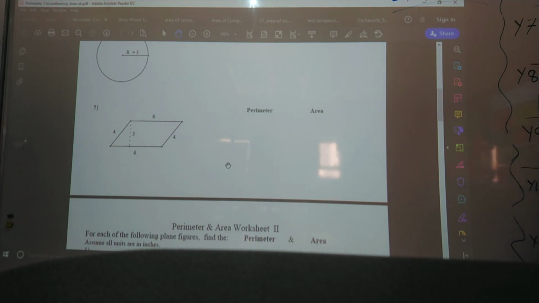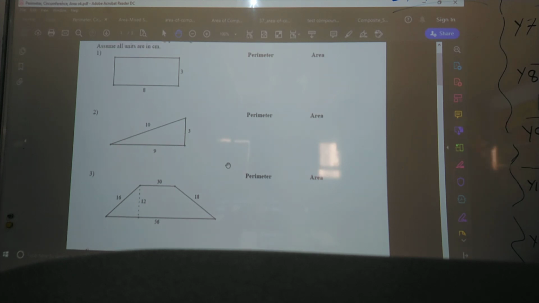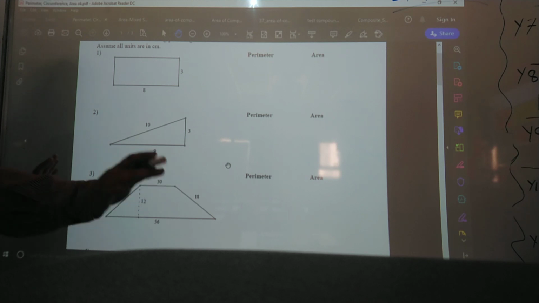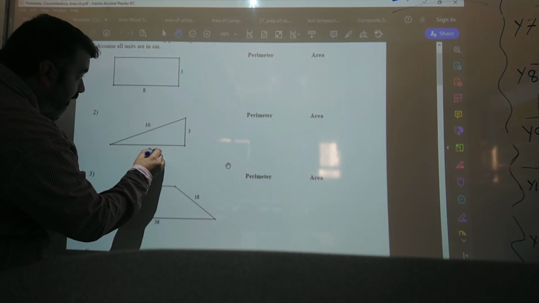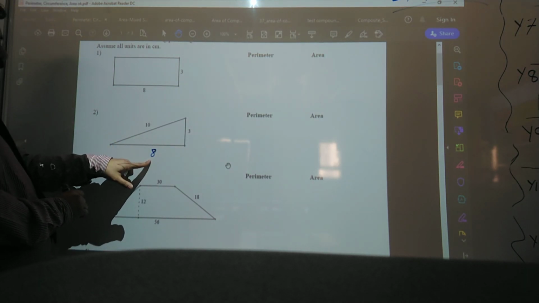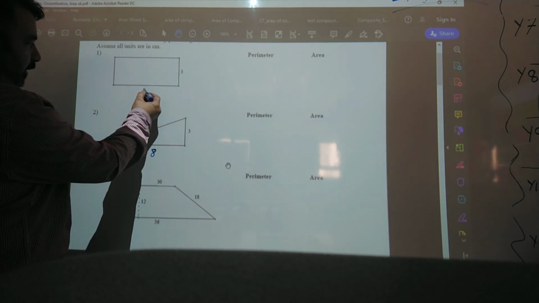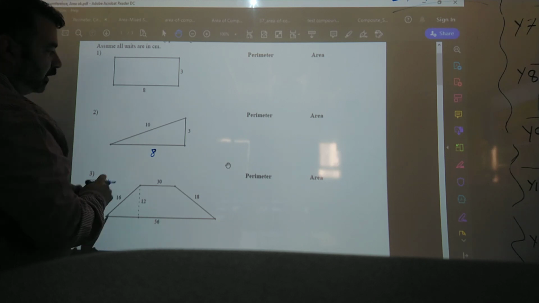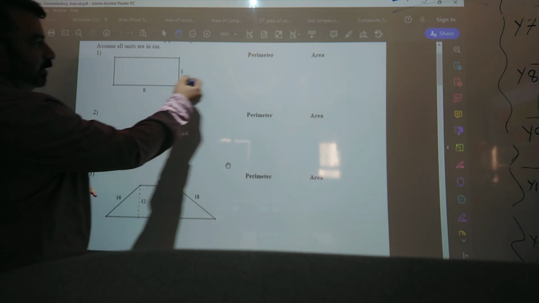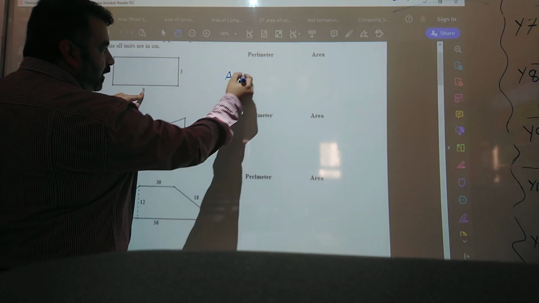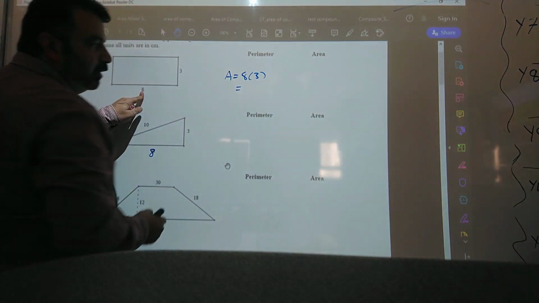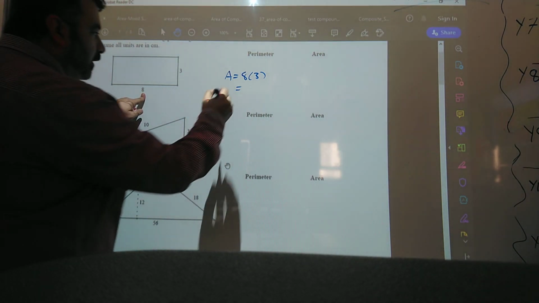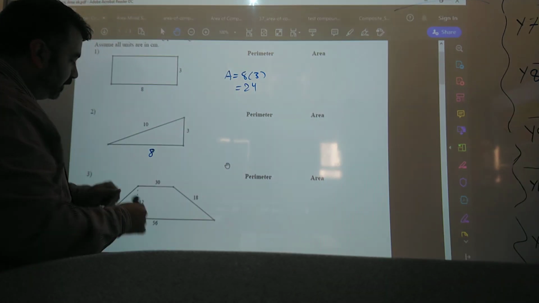Fine. Let me prove to you why the triangle is half. Now, let's say this is 8 and this is 3. Okay? Now, as you can see, I said here the area equals what? 8 times 3. So 8 times 3 equals what? As I said, 24. Now watch this.